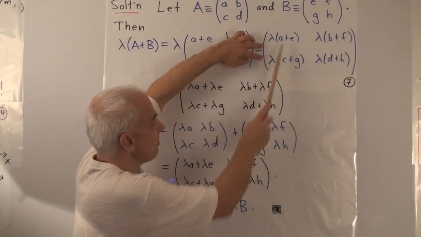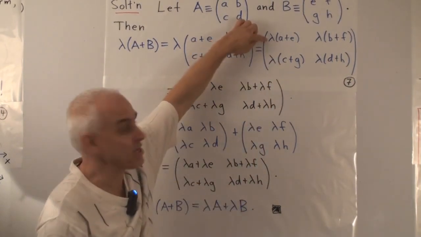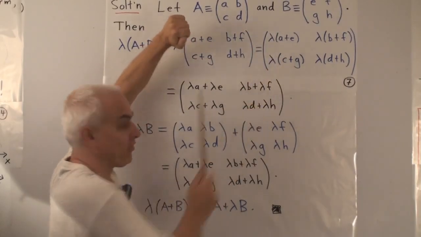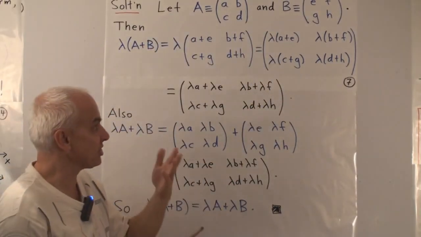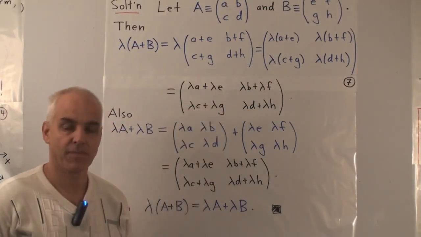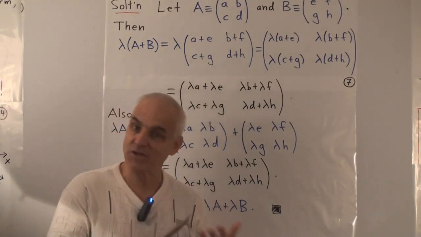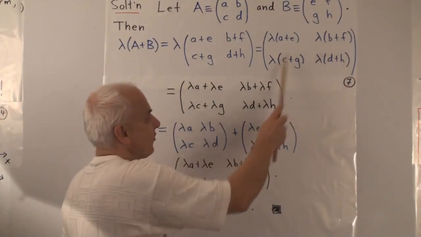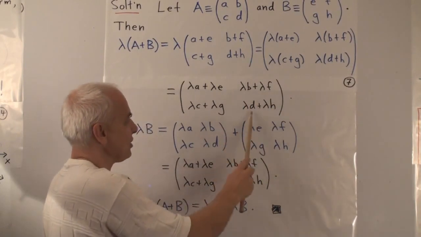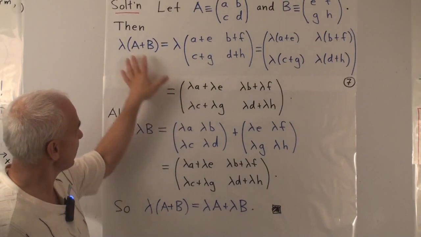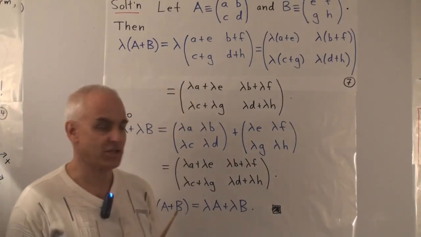Now we just use the basic distributive law for ordinary numbers inside each one of these entries. Lambda times A plus E, these are all just ordinary numbers, that's the same as lambda A plus lambda E. So we're using the fact that we know the distributive law works for ordinary numbers. Similarly, this, and this expand out to give us those three as well. So now we've reduced the left-hand side pretty well as much as we can.